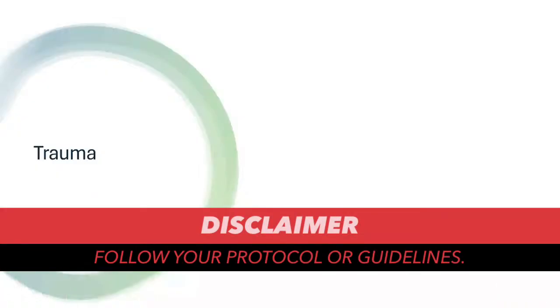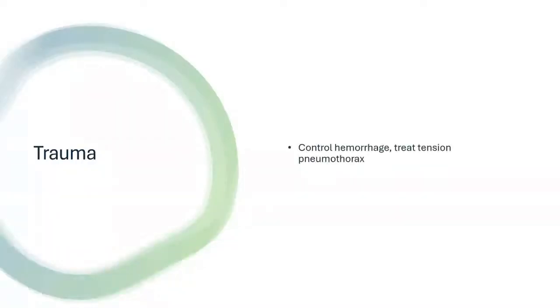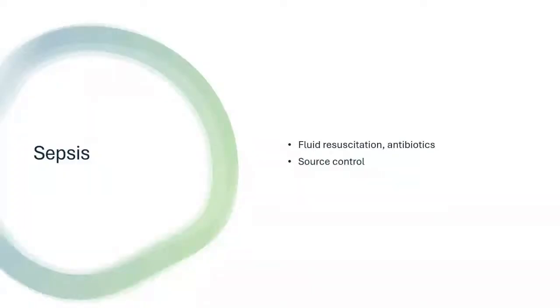So controlling hemorrhage, obviously, anything open gets direct pressure, and then you've got your tourniquets if necessary. Treating tension pneumothorax as we did in one of our previous cases. All right, how about for sepsis? Yeah, for sepsis, fluid resuscitation, antibiotics, and then in the emergency department, we'll consider looking for source control.